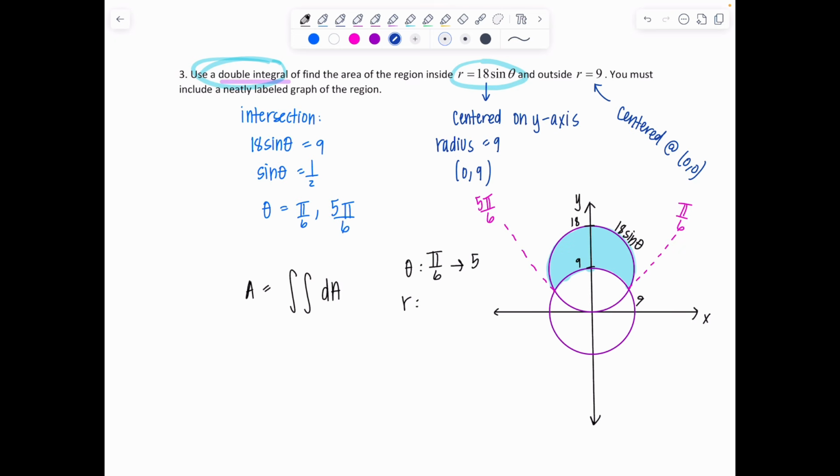And then what about r? So just do the little arrow trick. Start at the origin, draw a ray outward. Where it goes through first is the lower limit of integration. Where it hits second is the upper limit. And you could do it in any direction. You draw that arrow radially outward for r. Lower limit, upper limit. Lower limit's 9, upper limit 18 sine theta.